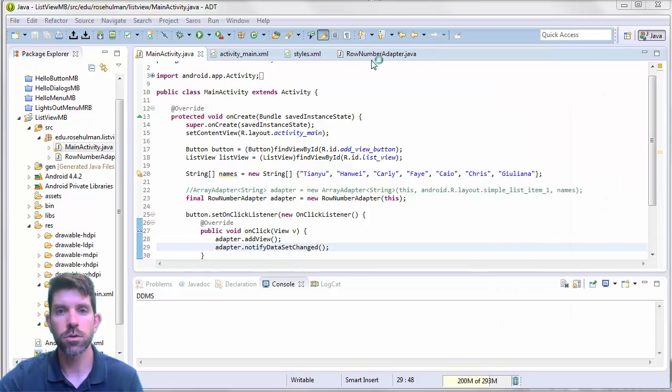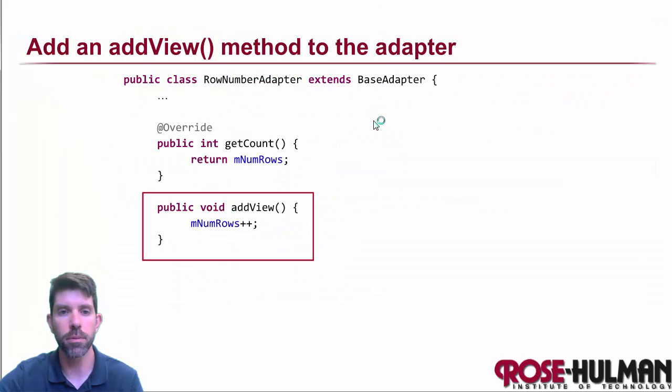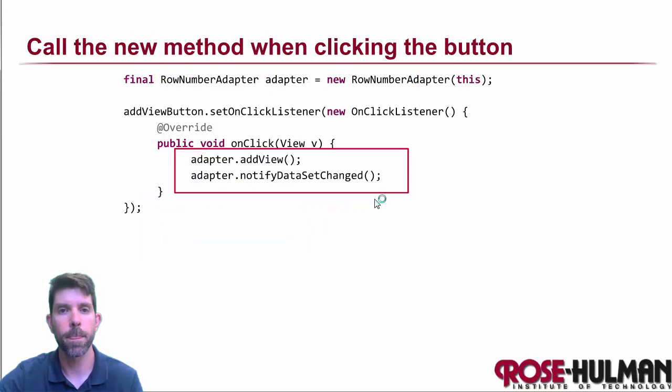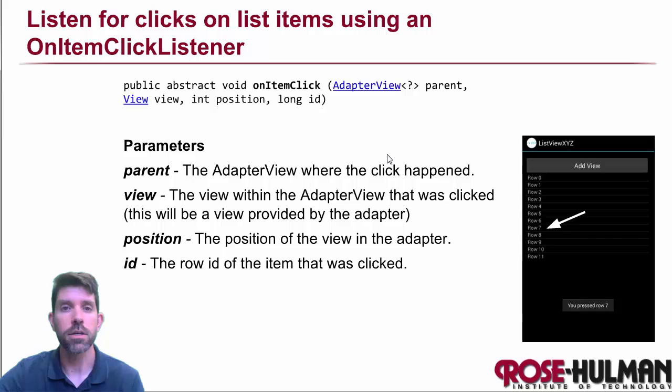Great. So let's get our slides caught up. All right. So our add view method, pretty straightforward. And we called that method, and we notified, we told the adapter that the data set was changed. Okay, so the next thing is to actually listen for other kinds of clicks here.